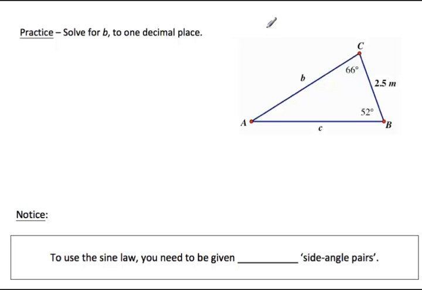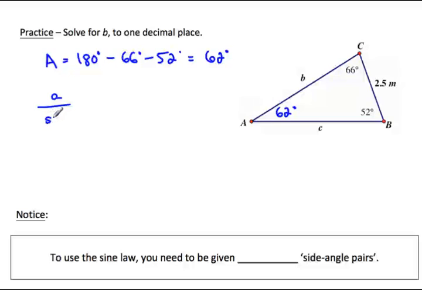Let's take a look at an example. Here's the information given for this triangle, and I'm asked to solve for side length b to 1 decimal place. Now the first thing we might want to do is figure out angle A. We know that angle A is going to be equal to 180 degrees minus 66 degrees minus 52 degrees, because all the angles have to sum to 180, and that means that angle A is equal to 62 degrees. Let's put that on the diagram. Now the sine law tells us that a over sine A is equal to b over sine B, and I'm putting lowercase b, or side length b, in the numerator because that's what I want to solve for.